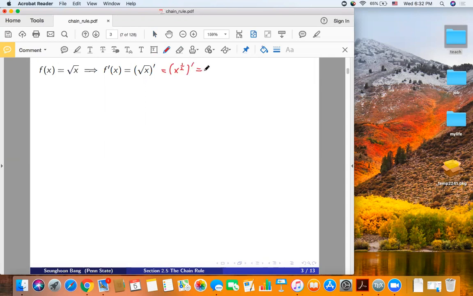You can use the power rule. 1 over 2 comes down. x to the 1 over 2 minus 1 is x to the negative 1/2. Change back to a positive exponent: 1 over x to the 1/2, and change back to radical form. So exactly 1 over 2 square root of x.